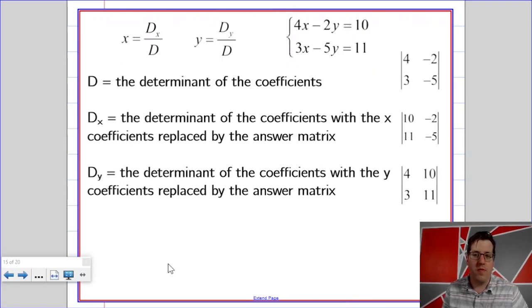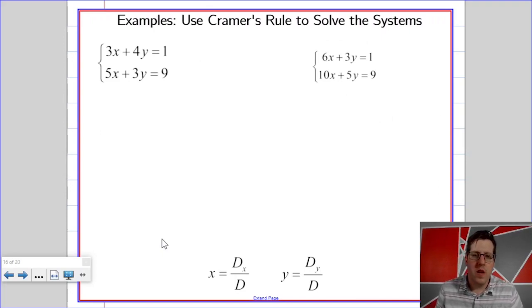Here's a summary of that, a little bit neater if you need to see it. Here's what I'll leave you with. Go ahead and give this a try. See if you can do these two systems on your own, and then we'll figure out how to do this for a 3x3 system.